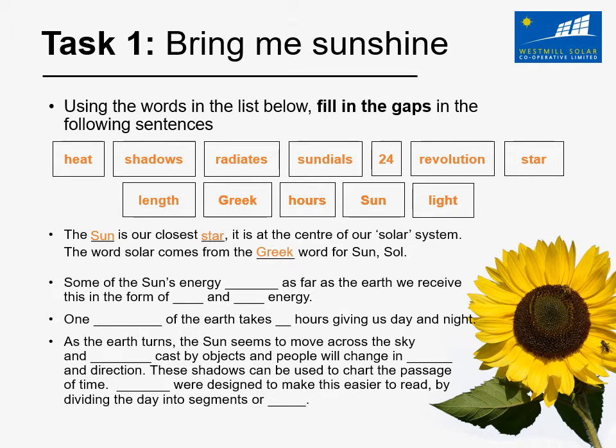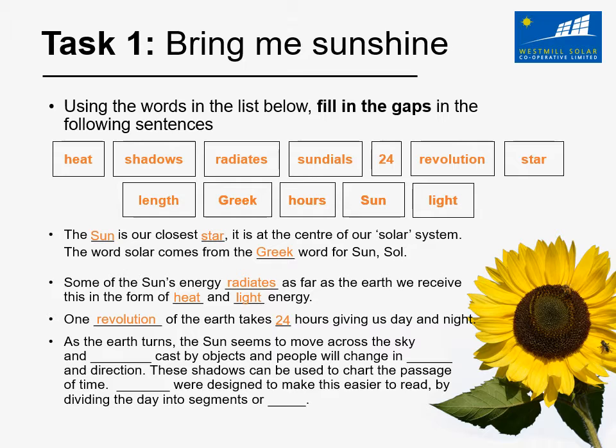Some of the sun's energy radiates as far as the Earth. We receive this in the form of heat and light energy. One revolution of the Earth takes 24 hours, giving us day and night.